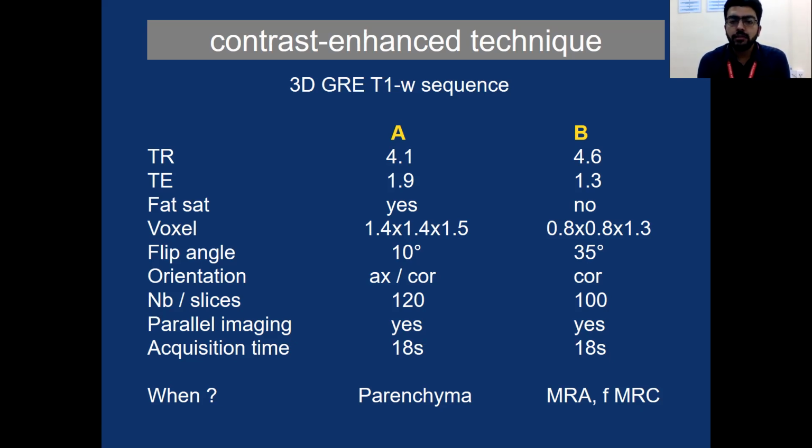Number of slices is 120 in A and 100 in B. Parallel imaging is used, yes, in both A and B. Acquisition time is 18 seconds in A and 18 seconds in B. When should it be performed? A is used in parenchymal cases and B is used in MRA or MRCP.